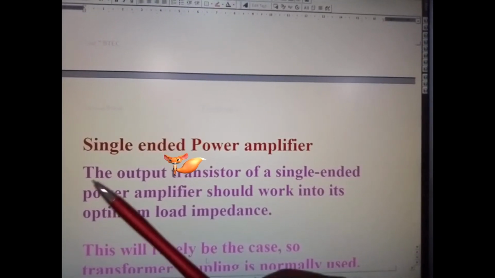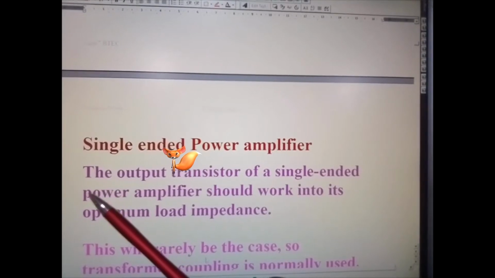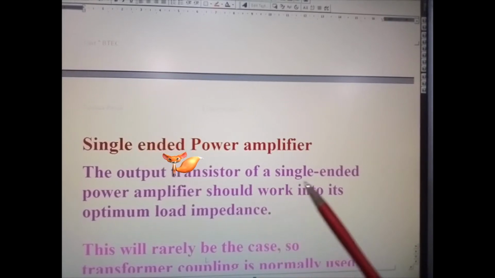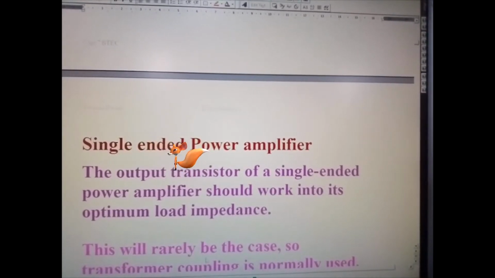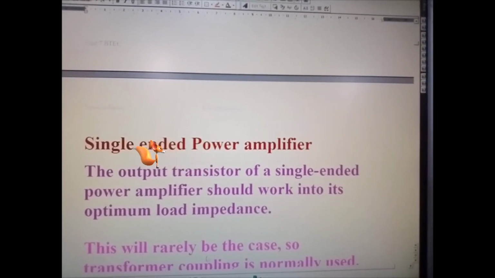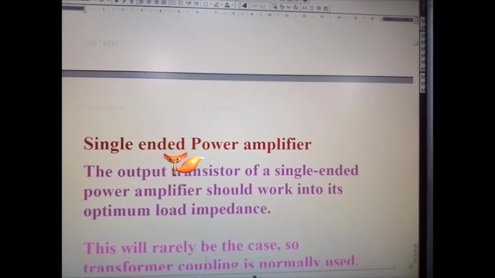Now here, the single-ended power amplifier. The output transistor of a single-ended power amplifier should work into its optimum load impedance. Here again we're talking about optimum load impedance. This is the load which will allow you to have maximum power with minimum loss transferred into your load, whether that load be a light bulb, a speaker, or something else that you need to drive.